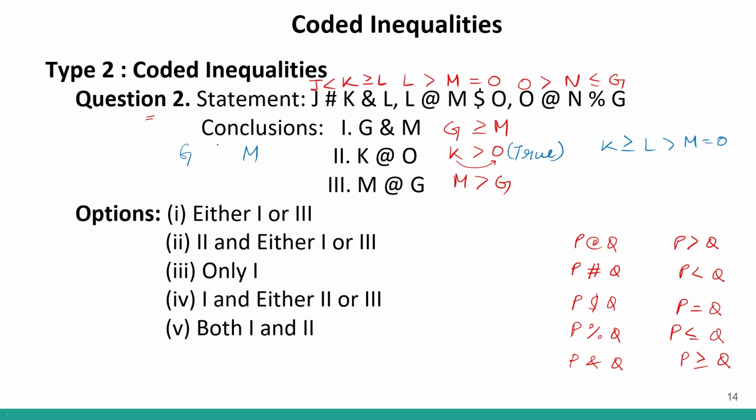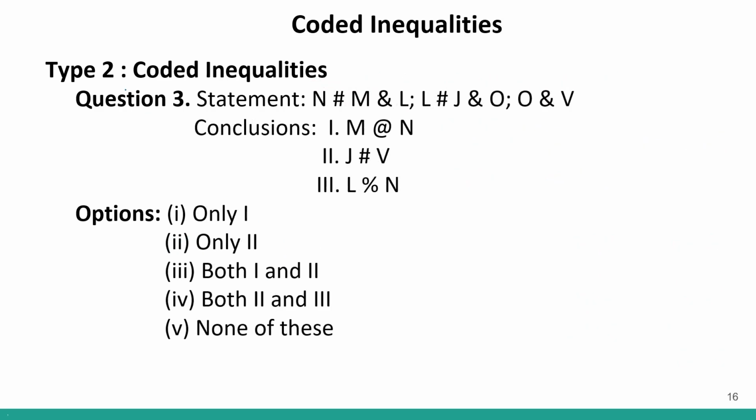So what are the three relationships that are possible? It could be either bigger, it could be lesser, or it could be equal to. Correct? These are the three relationships that are possible. So it could be either option 1 or option number 3. So basically either 1 or 3 could be true. Correct? Either 1 or 3 could be true. So my answer will be option number 2, which says 2 and either 1 or 3.